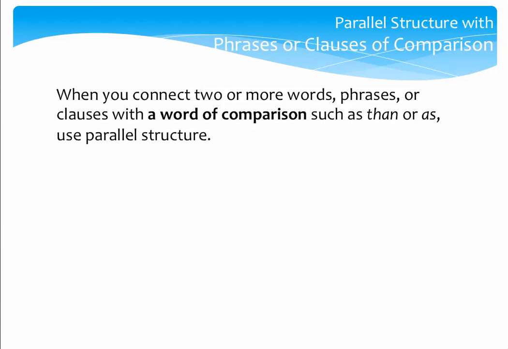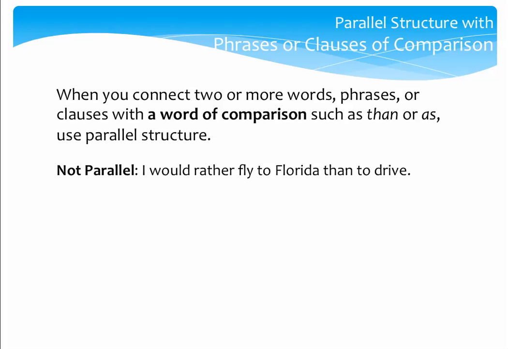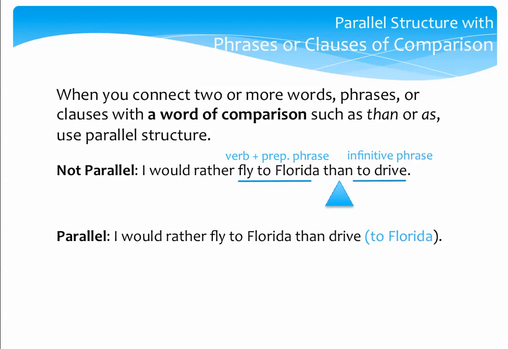You also have to use parallel structure when you connect two or more words, phrases, or clauses with a word of comparison, such as than or as. An example: I would rather fly to Florida than to drive. What's wrong with it? Well, than is creating comparison. But here what I'm comparing is fly to Florida and to drive. So what's wrong with the sentence really? Well, here what I'm joining is a verb plus a prep phrase and an infinitive. They don't look that different from each other, but they really are in terms of their form. It's a pretty easy fix. I would rather fly to Florida than drive.